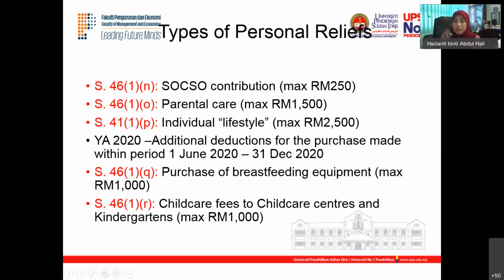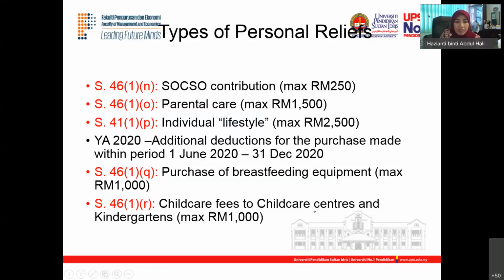That's why I put it here. Year of assessment prior to that doesn't have it. And then 461Q, purchase of breastfeeding equipment, maximum RM1,000. All the breast pumps, milk bottles and so on. For those who have small children, but the condition is the child must be less than 2 years old. For a 4 year old child, purchases cannot be counted anymore. The child must be less than 2 years old for the breastfeeding equipment.